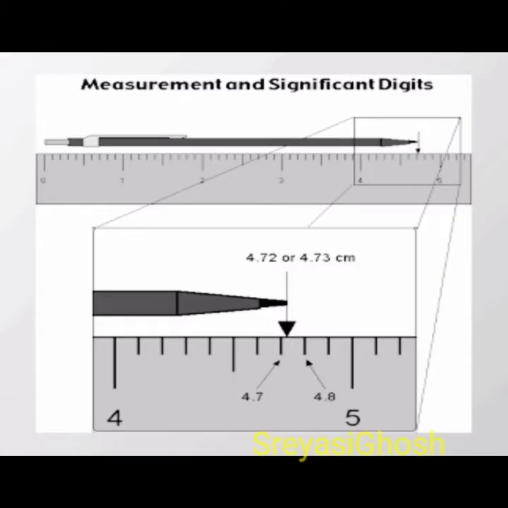Next, we come across a very important portion of numerical analysis. If you do not understand the concept of significant figures and decimals, it will be really problematic for you to get the exact answer. In fact, if you do not give the perfect answer, marks will surely be deducted. So, significant figures play a vital role in numerical analysis. See that the pencil is pointing somewhere between 4.7 and 4.8. Now, it can be either 4.72 or it can be 4.73, right?